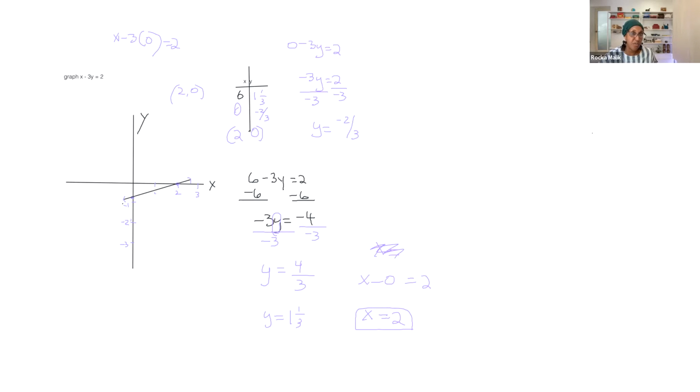And this is the cheat code, the intercepts, because then you don't have to start thinking about all kinds of different problems. You know this is definitely going to be easy on the line, and this is going to be easy on the line.